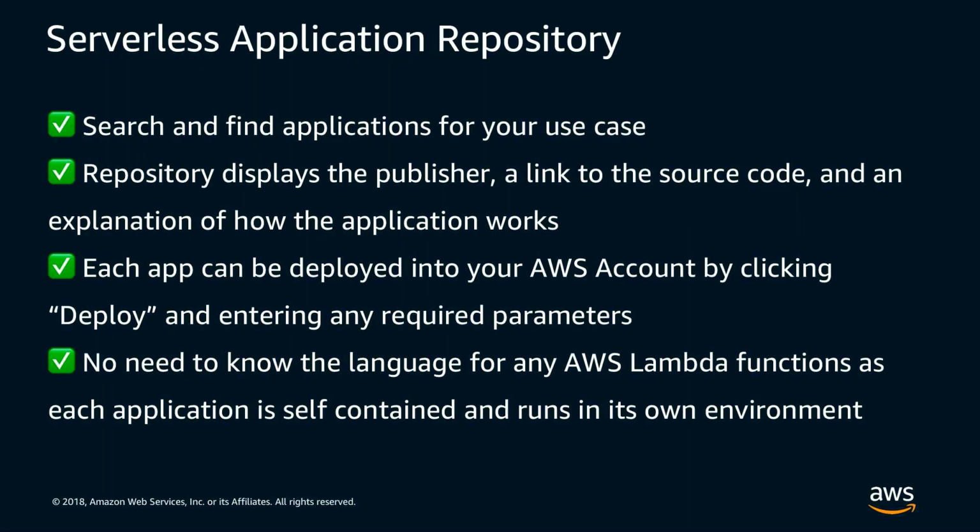So a serverless application repository tries to fix a lot of these problems. So you search and find applications based upon your use case, instead of not being able to find things that are specific. The repository also displays the publisher, a link to the source code, and an explanation of how each of the applications works. And each of these apps can be deployed into your AWS account by clicking the deploy button and entering the required parameters for the application, which makes it a lot easier, and it goes straight in, and it's infrastructure based. And there's no need to know the language for any of the AWS Lambda functions that are deployed, as each application is self-contained and runs in its own environment.